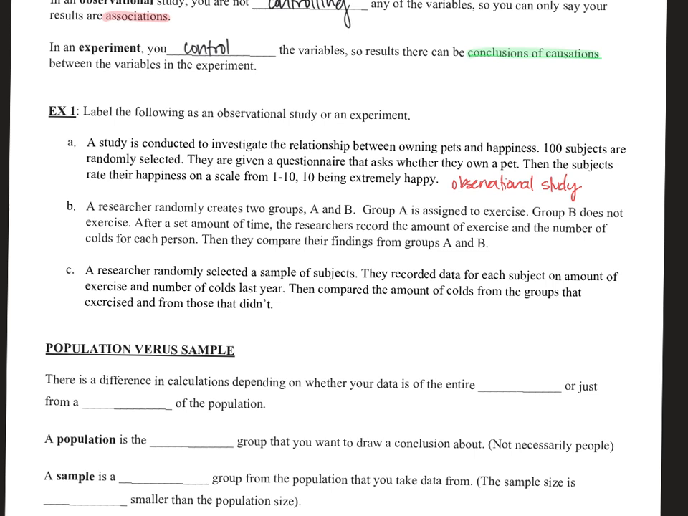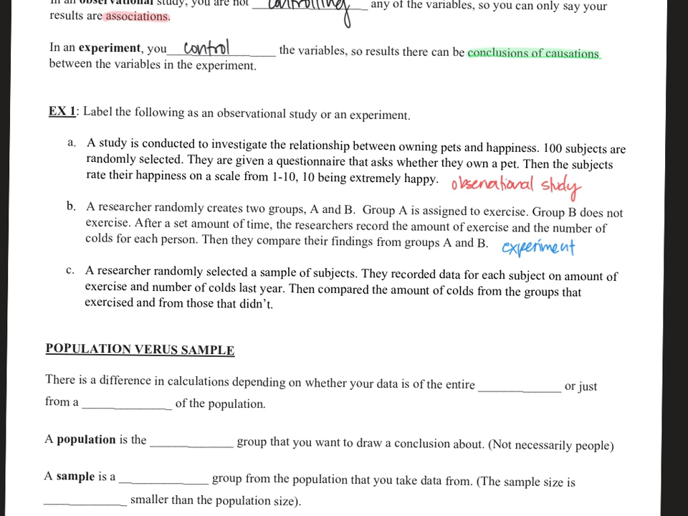Alright, so this one, they are controlling variables. They create a group and ask them to do something, and then they create another group and ask them to not do something. So they're doing a lot of controlling in this one. So this is actually an experiment, or an experimental study.